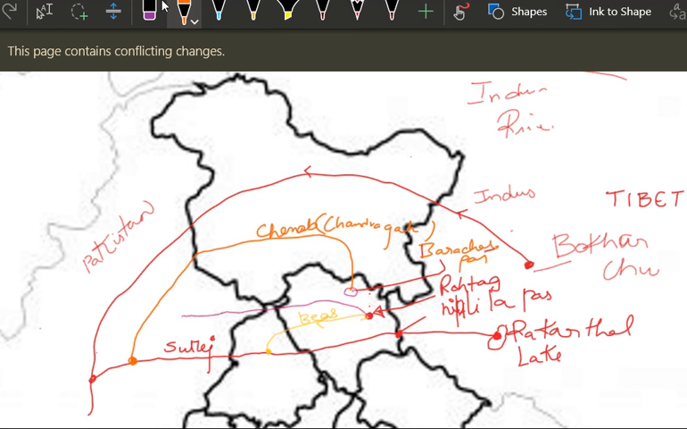On the top of this, there is another river. This is the only river after Indus which does not pass through Punjab or Haryana. Only two are passing in Jammu and Kashmir, that is Indus and Jhelum. Jhelum starts here. And forming a small boundary with Pakistan, it moves into Pakistan and joins Chenab. This is Jhelum.